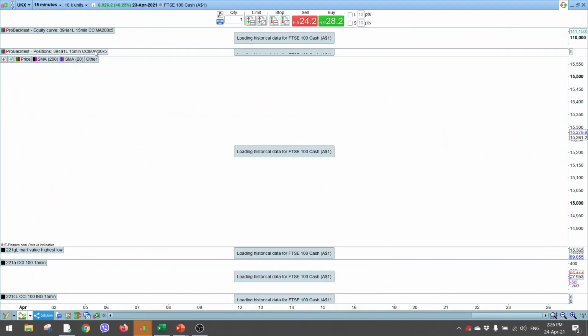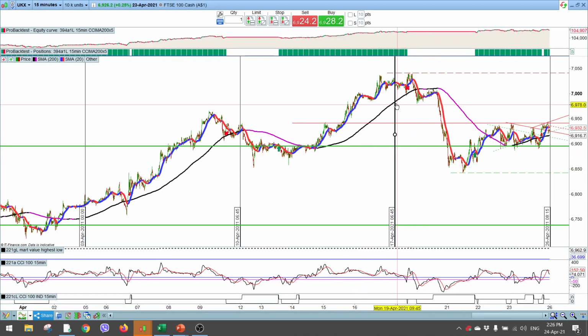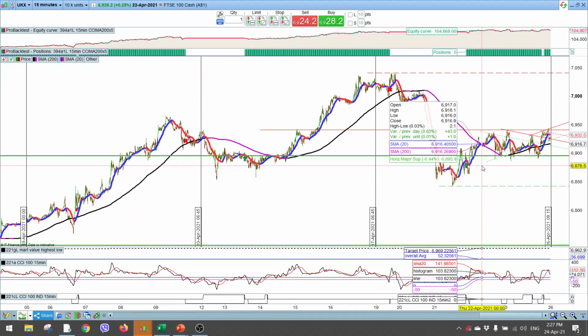The FTSE, the English market, similarly was held or opened up early last week. It closed out on Monday this week. It declined. We weren't entering the trade yet. The CCI 100 closed above 0. We entered the trade there, and we're still in a trade. So far so good. We'll keep an eye on that one.